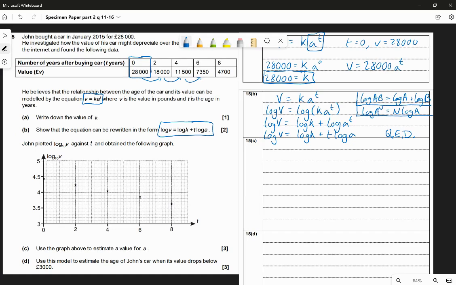John then plots the graph of log V, log base 10 of V, which is often thought of as just log V. It's the default base because our number system is based around the number 10. So the logarithm to base 10 is thought of as the basic logarithm until you get to higher levels of mathematics, and then the natural logarithm, which you will come to at A level, becomes the basic. So John plots log V against t and obtains the following graph.